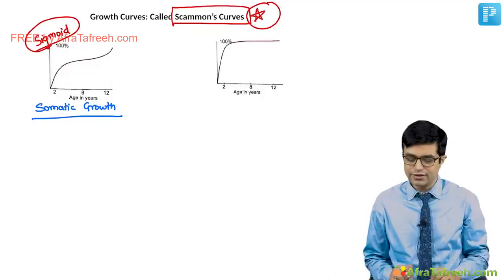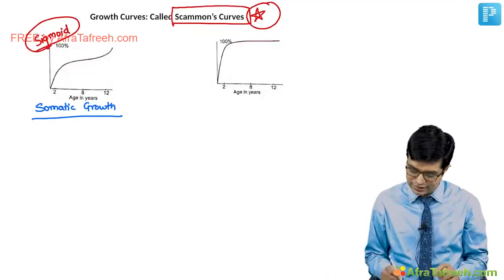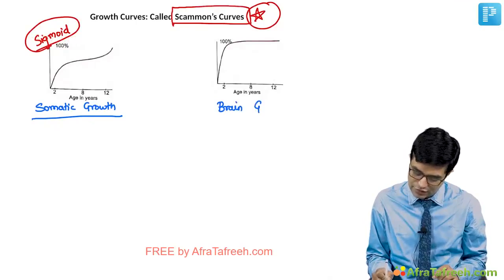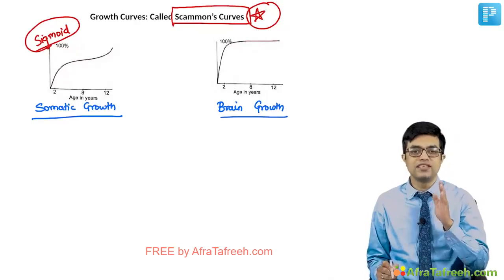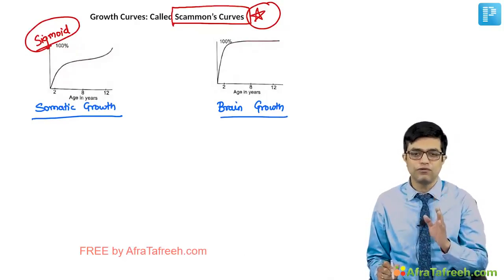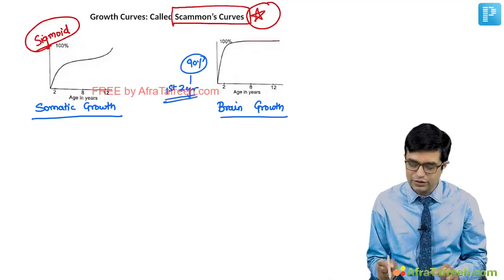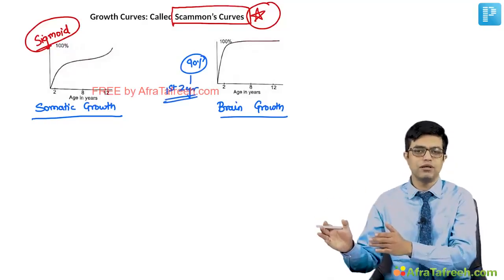The second pattern is this. This pattern is seen in patients with brain growth, or central nervous system growth, or neurological tissue growth. Brain growth is rapid in the first 2 years of life. Almost, if you see here, almost 90% growth occurs in the first 2 years of life. After that, only 10% growth subsequently happens.